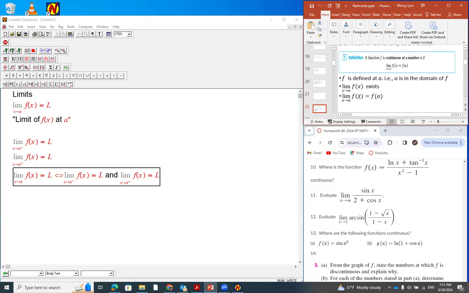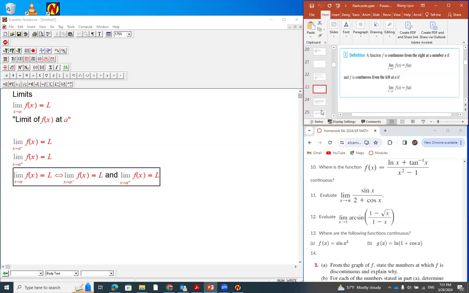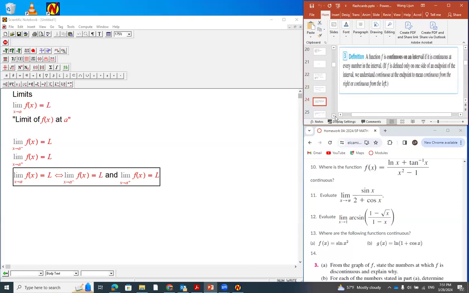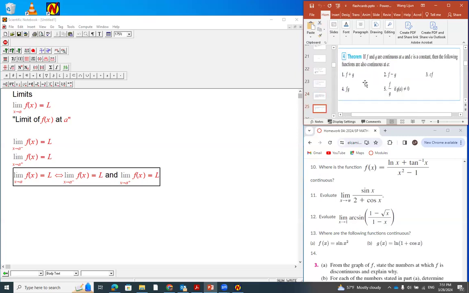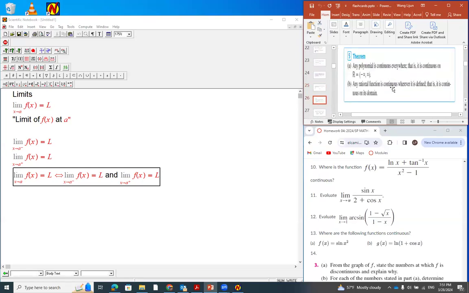The definition of continuous function at a point, and then afterwards, right? So we have left limit, right limit, these definitions there, and the definition of continuous on an interval. And then we got the sum, difference, product, constant multiple, and quotient of continuous functions, they're all continuous.